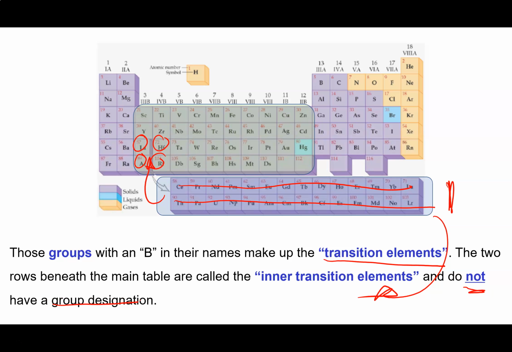So if you ever get a question like, what is the group number for uranium, element number 92, the answer is it doesn't have one. That would be a trick question, okay?